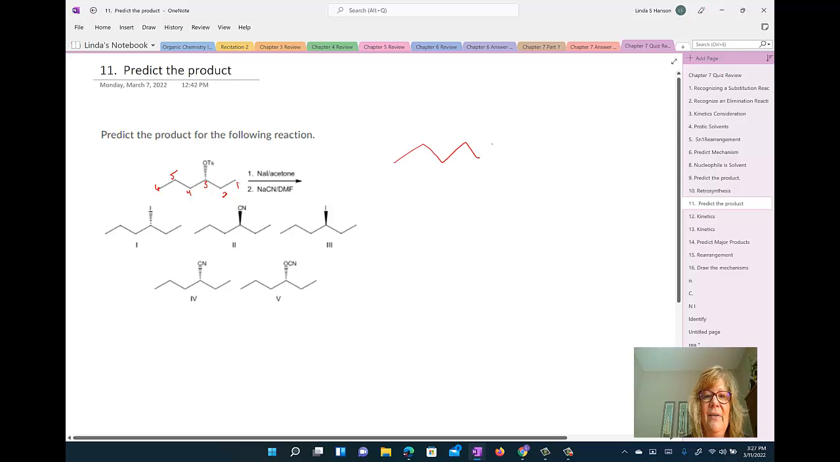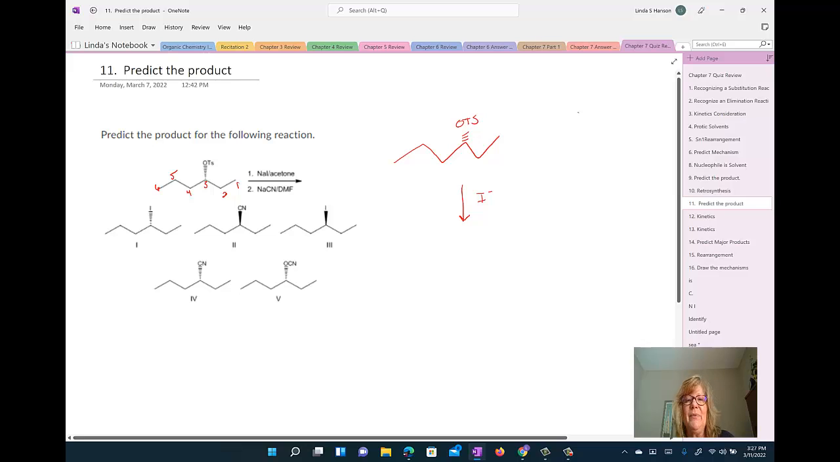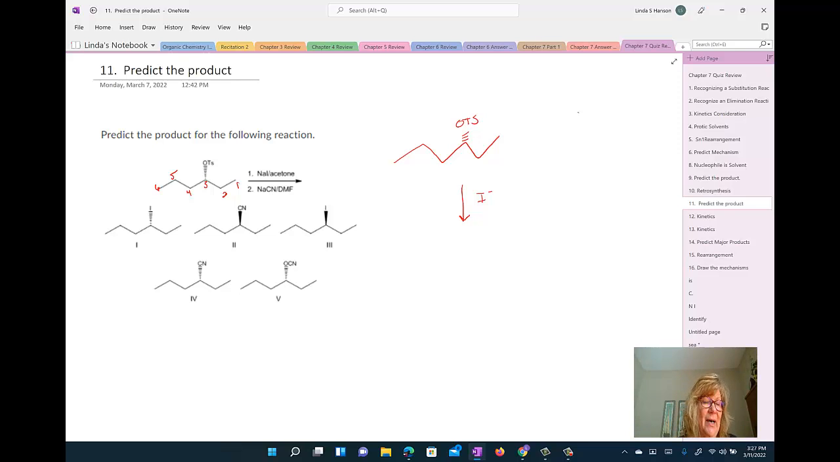Let's redraw what we have. We have this OTs up here, and I'm just going to draw down so I have room. And in the first step, I have iodide ion. And again, sodium is the counter ion. Acetone is the solvent. Acetone is an aprotic solvent, just so that it keeps HI from forming. We don't want a proton involved. We want to keep that negatively charged.